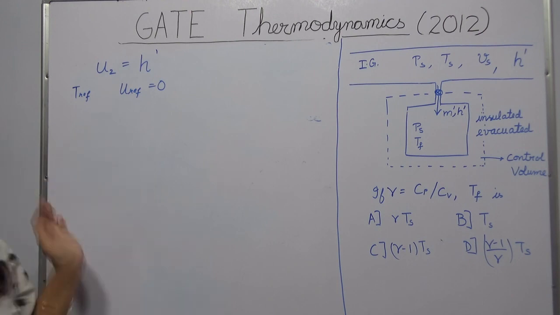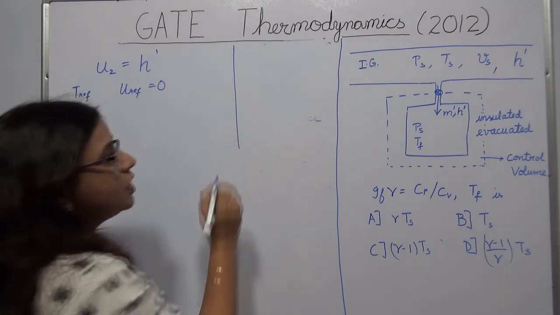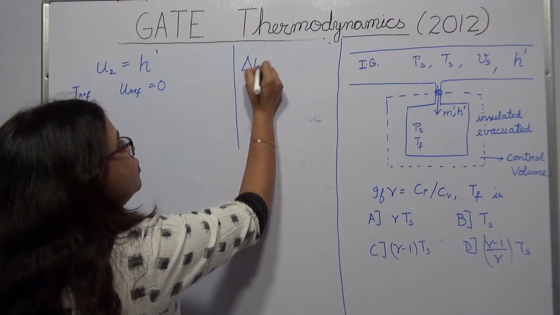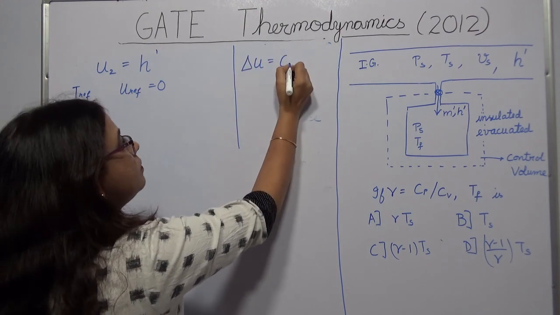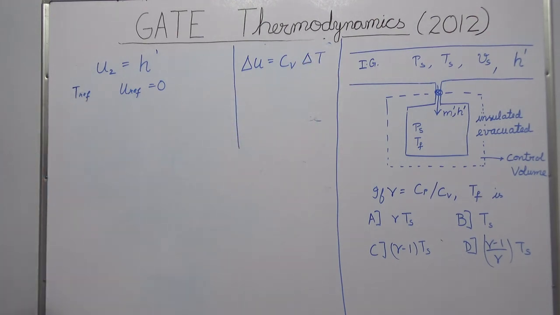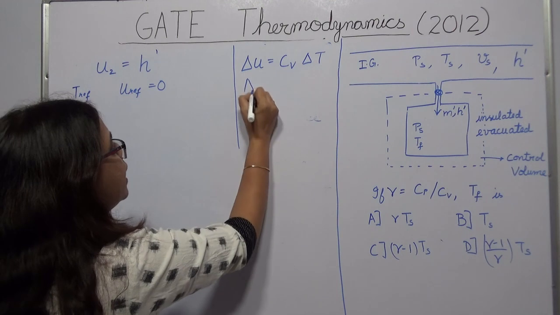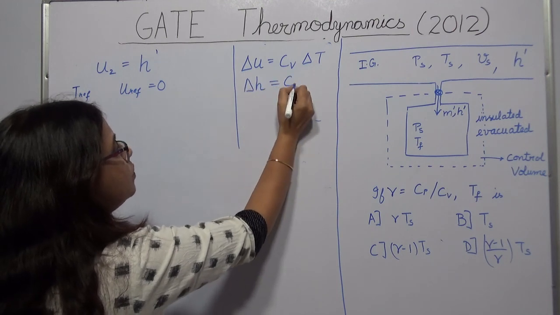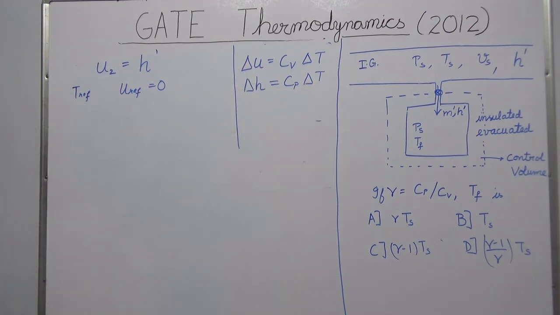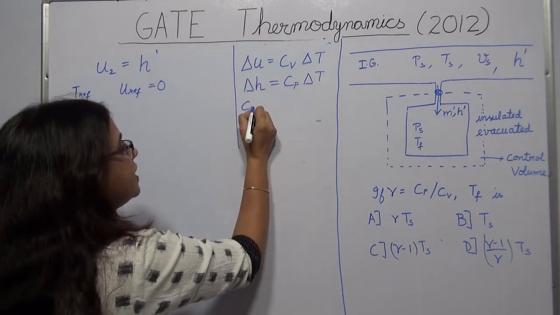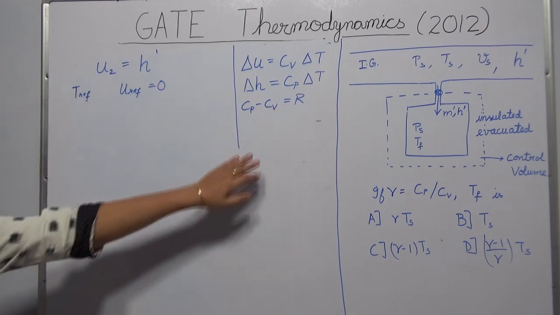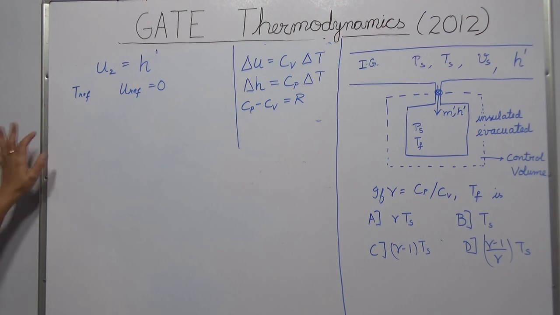Now for an ideal gas, I am going to write some general relations. You know that delta U is equal to Cv delta T, du is equal to Cv dt, that is what I have written in integral form, and delta H is equal to Cp delta T. Further, for an ideal gas you have Cp minus Cv is equal to R. We are going to use these relations right now.